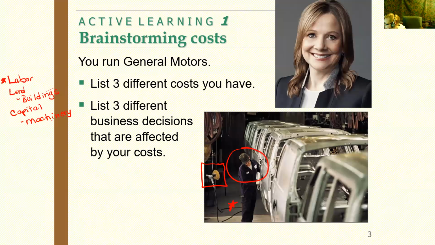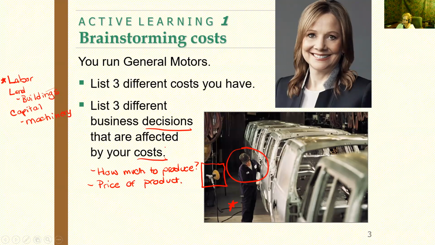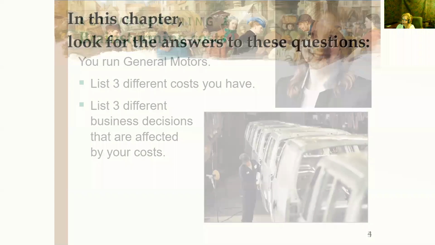And you're probably already thinking, well, how much am I going to produce? Is there a right amount to produce? And we're going to find out that there is. Also, at what price can you charge? And there are many other questions and decisions that are affected by our cost. So that's the emphasis of this particular chapter.